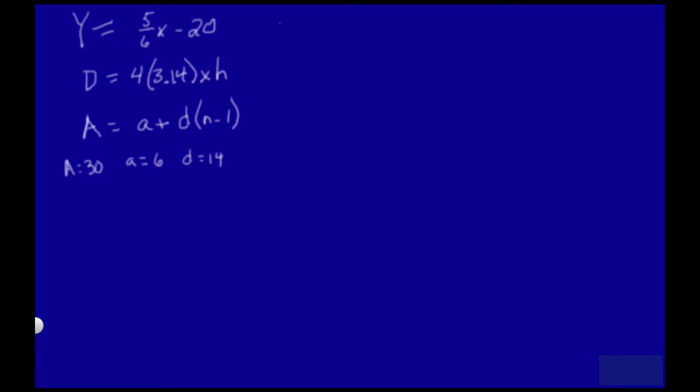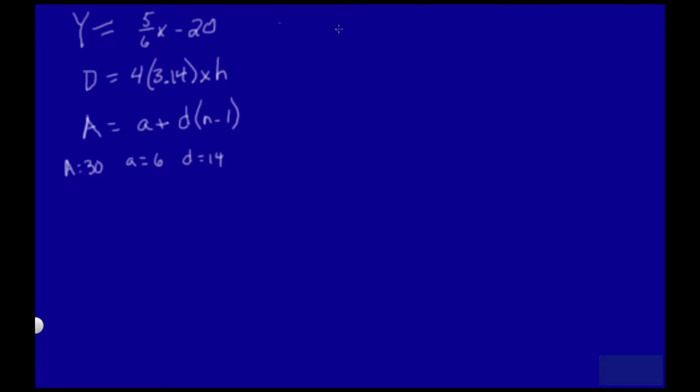And then the next one we have is d equals 4 times 3.14 x times h, and then solve for x. And then the third question is a equals a plus d times n minus 1, and it says evaluate n when a equals 30, a equals 6, and d equals 14. So we have three algebra equations.